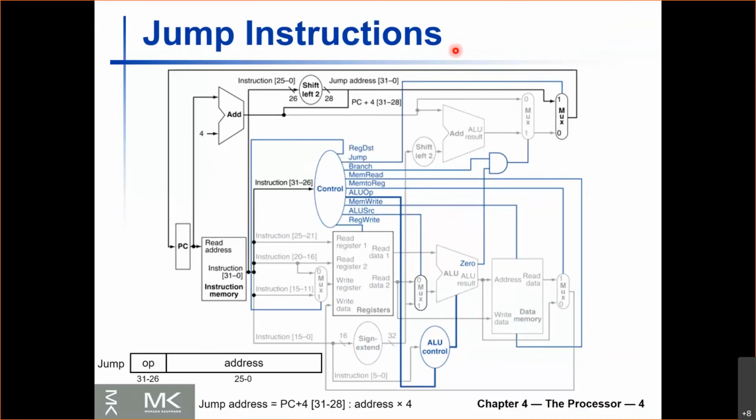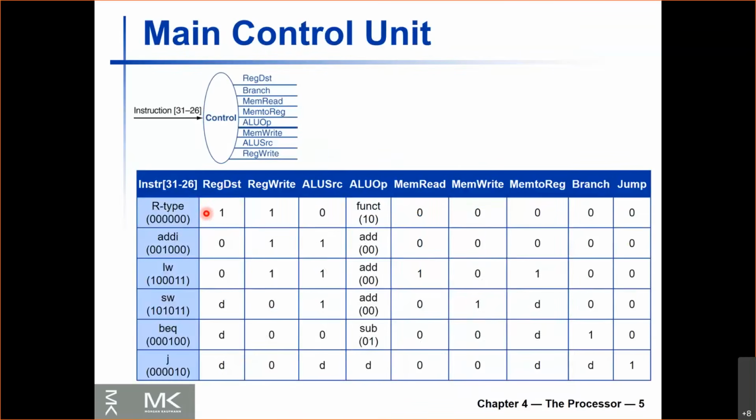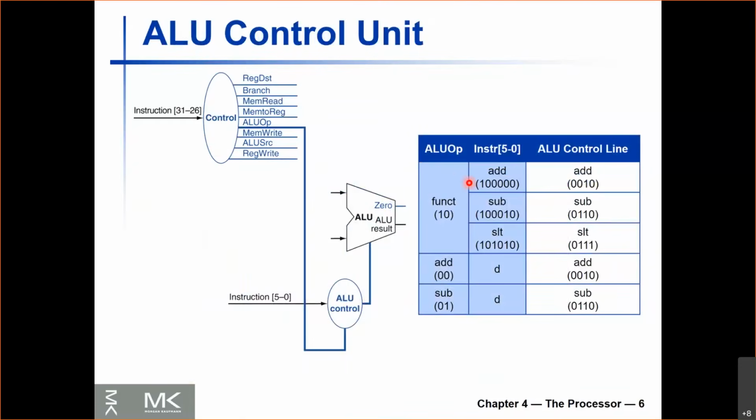We looked at jump instructions, and we saw how to extend the data path to support jump instructions, and that is by adding this logic over here that computes the jump address using PC relative addressing by multiplying the 26-bit address field in the jump instruction by 4, and then concatenating it with the top 4 bits of PC plus 4, and that's what's going on over here. And then after that, we looked at the truth tables for the main control unit and also the ALU control unit. So this is what we covered last time.